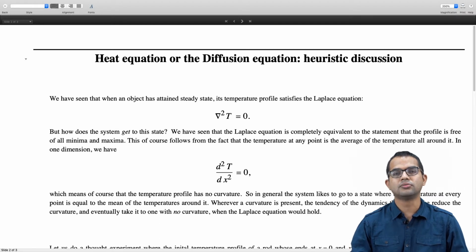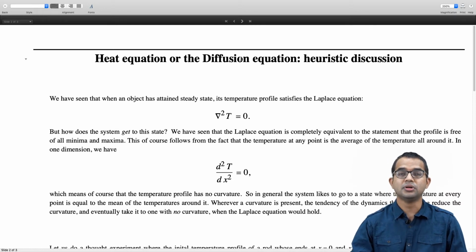Okay, so we have seen that the Laplace equation is del squared T equal to 0 when a heating rod, for example, has reached steady state. Then this is the differential equation which it obeys, from which you can compute its temperature profile, for instance. But how does this system get to such a steady state, right? So what is the dynamics which would drive your system towards the Laplace equation, right?